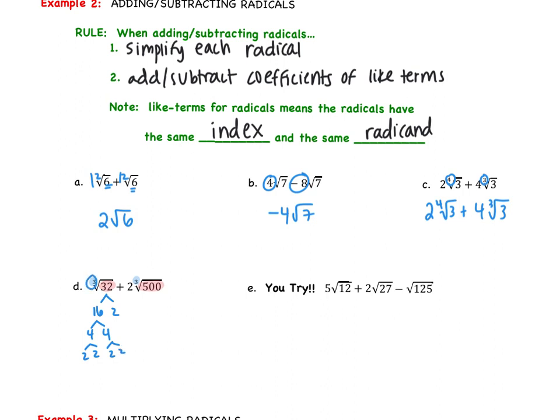Index of 3 means I'm looking for 3 at a time. So I have these 3, left over, left over. So that means my 2 comes out in front. Those 2's that are left over are going to stay underneath the root and become a 4.